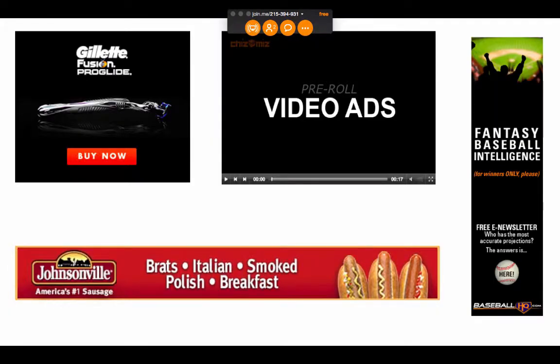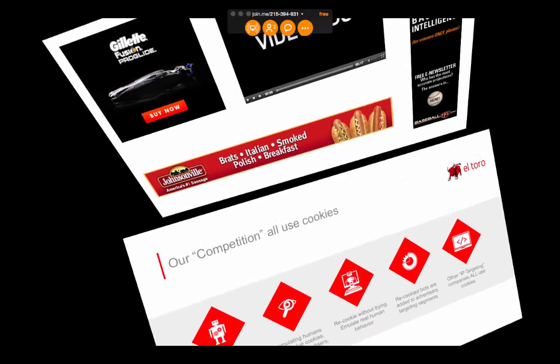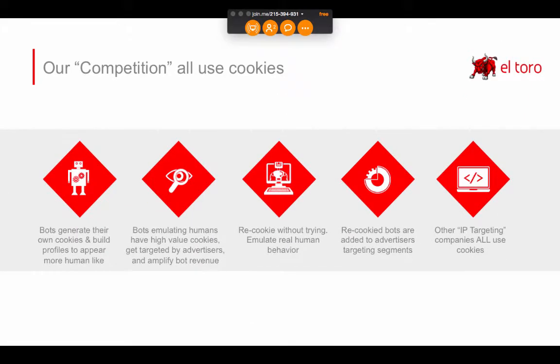And to be clear, we're talking about display banners and pre-roll, mid-roll, post-roll video ads. We are not talking about emails. These are display banners just like everybody else can sell. But the biggest difference between us and every other company that's out there is that we do not use cookies.